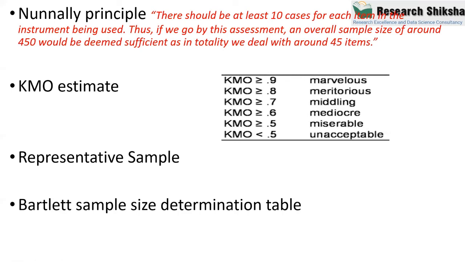And the second method I have seen researchers apply is that they calculate the KMO estimate. If the KMO estimate is more than 0.7, then you can say my sample size is adequate. Whenever you go for factor analysis, you can calculate the KMO estimate, and if it is more than 0.7, then we can say that the sample size is adequate.